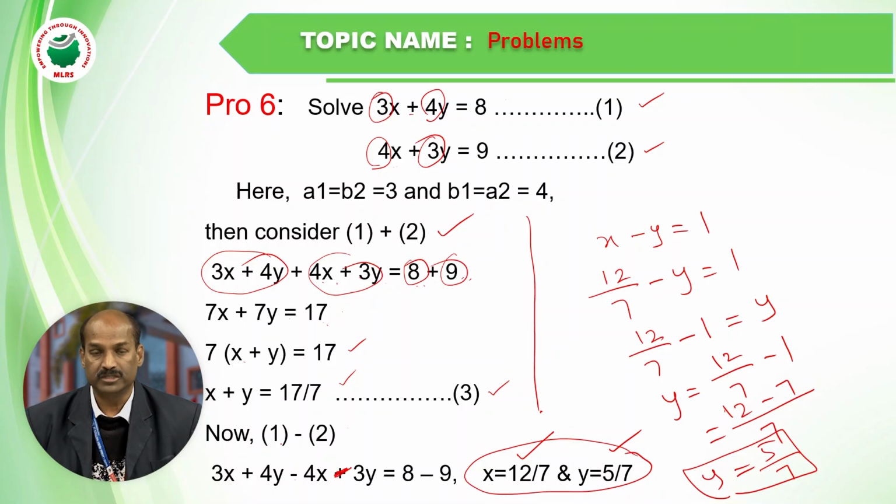The thing in sutra number 2 is that the x coefficient in the first equation must be equivalent to the coefficient of y in the second equation. Similarly, the coefficient of y must be equivalent to the coefficient of x in the second equation. So if these coefficients are equal in both equations, then only this sutra is applicable. So like that, we can solve any problem like this.